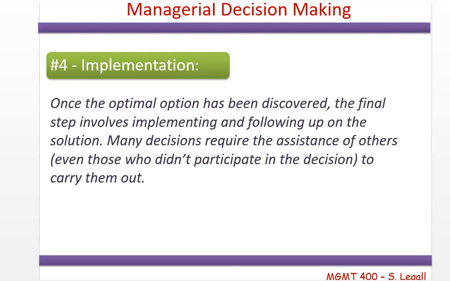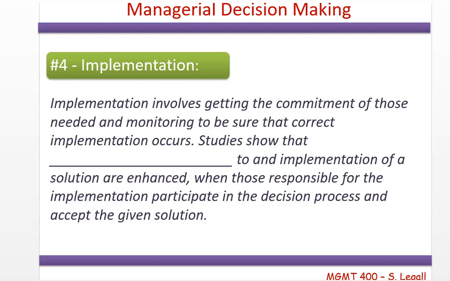Number 4, which is step 4 of the rational decision-making process, implementation. Once the optimal option has been discovered, the final step involves implementing and following up on the solution. Many decisions require the assistance of others, even those who don't participate in the decision to carry them out. So in an organization, when we make organizational decisions, and we will have quite a bit of that to practice from a managerial perspective later on in the course, many times we have other people who are involved in the decision as well, just not ourselves. Implementation involves getting the commitment of those needed and monitoring to be sure that correct implementation occurs.